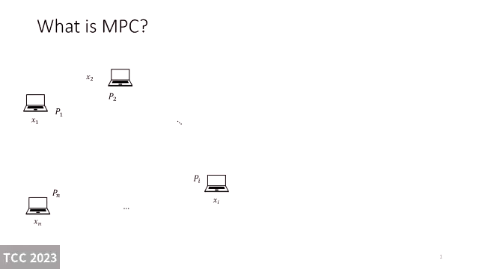So what is MPC? With MPC, we have mutually distrusting parties who want to compute a combined function of their private inputs without revealing their private inputs. So to do this, ideally, all the parties would send their inputs to a trusted third party who will compute the function and return the output to all the parties. So this is what we want in the ideal world.